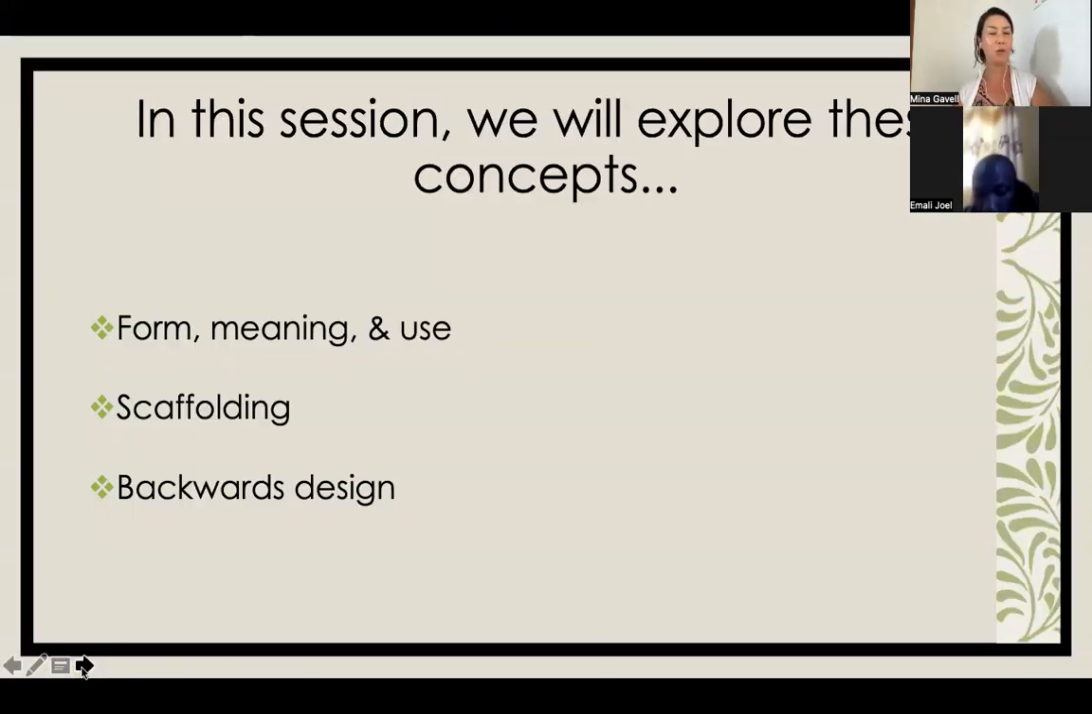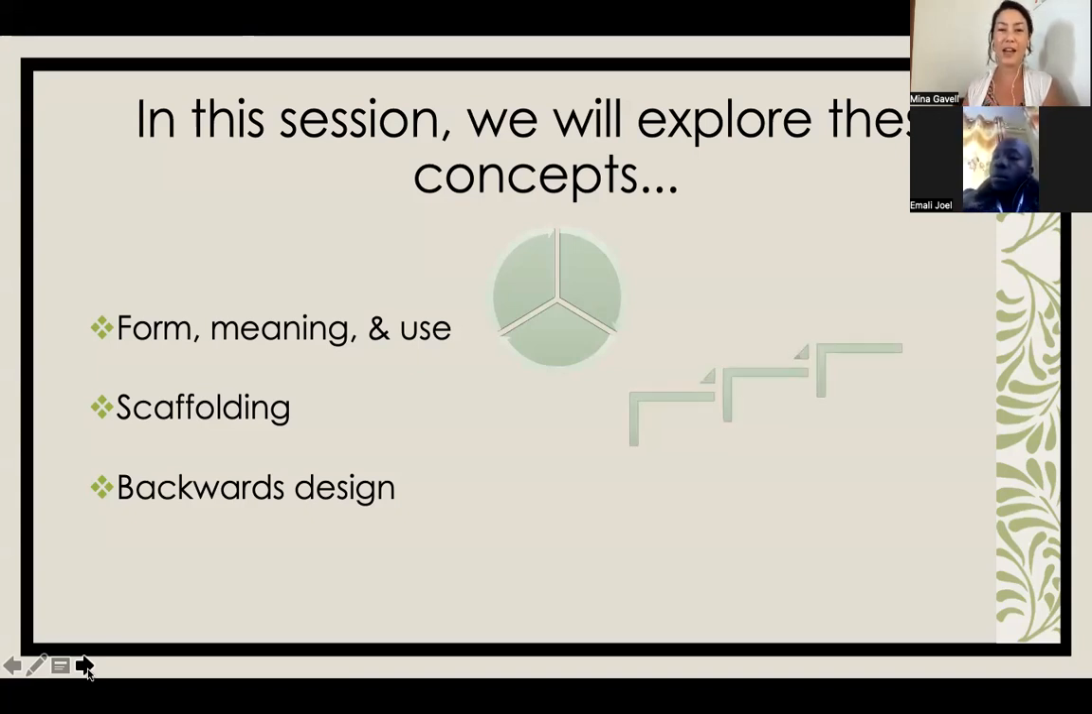So as mentioned, we're going to be looking at grammar in this session, and we're going to look specifically at these three concepts here. So the first concept we'll be looking at is this idea of form, meaning, and use as being different aspects or components of grammar study or grammar teaching. We'll also talk about scaffolding, which is not just related to grammar. Scaffolding, I think, is a good practice for any kind of teaching that we do, but we'll look at it specifically in terms of how we scaffold grammar teaching.